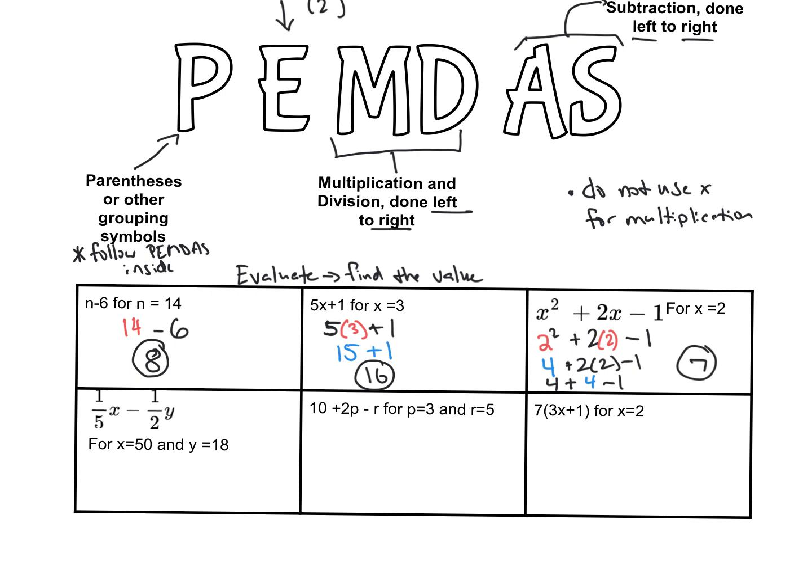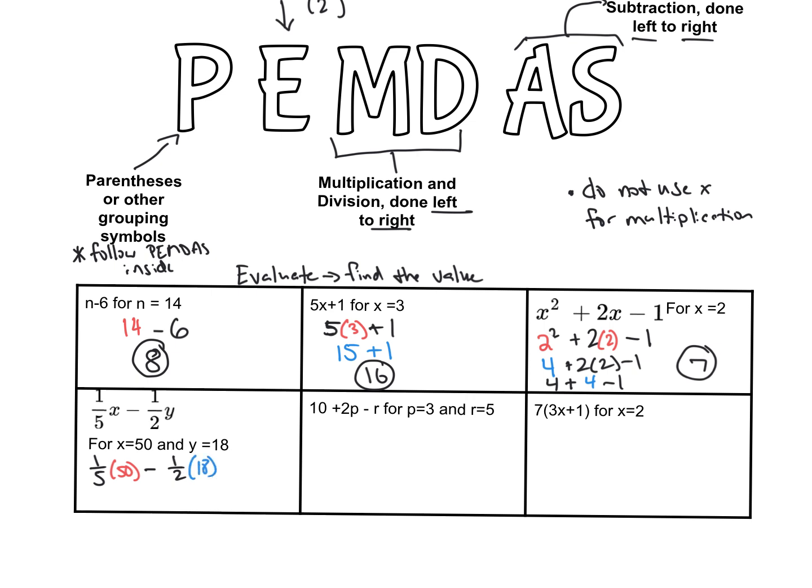And sometimes we will have more than one variable in an expression, and we might have different values for those. So here we have 1/5 x minus 1/2 y. Even though there are fractions, and we've worked with fractions, it works the same way. So it's going to be 1/5 times x minus 1/2 times y. So I'm going to take my x out and put in what x is equal to. So in this case, 50. And then I'm going to take the y out and substitute in what's equal to y, which is 18.